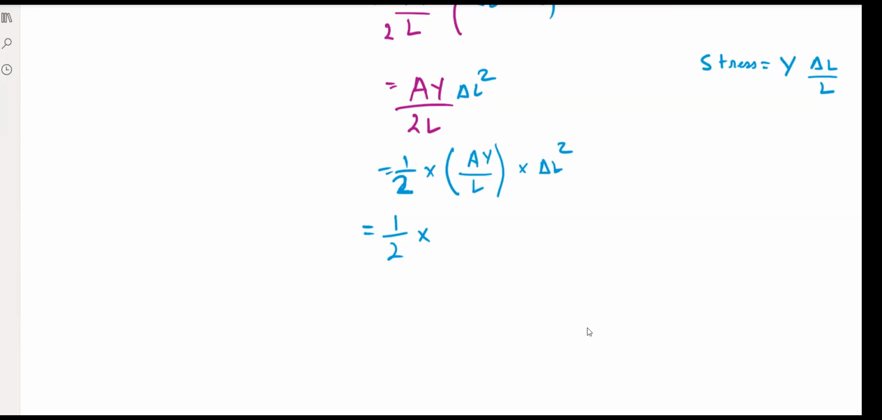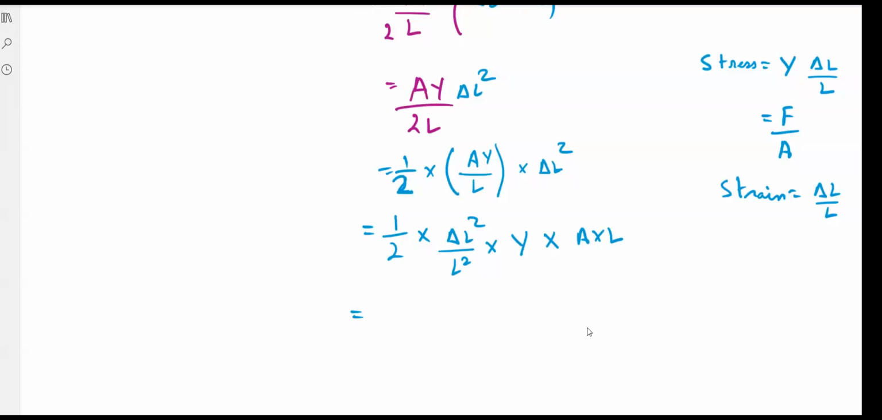Or F by A, right? Yes or no? And strain is equal to what? Delta L by L. Okay, so let us do something. Delta L squared by L squared into Y into A into L. Can I write like this? Yes or no? L से multiply divide किया ना मैंने, यहाँ पे L square हो गया, यहाँ पे L हो गया, हाँ या ना?